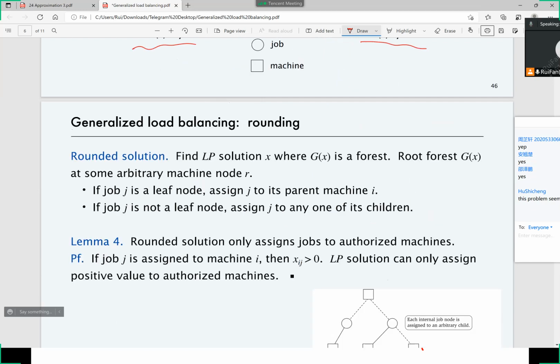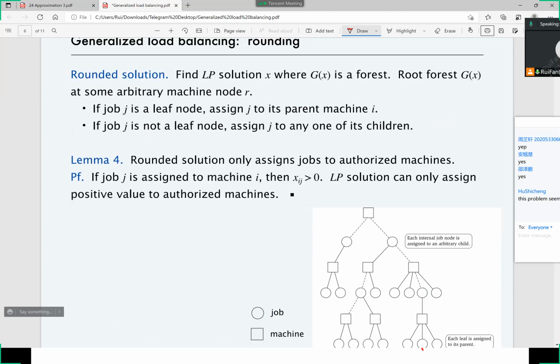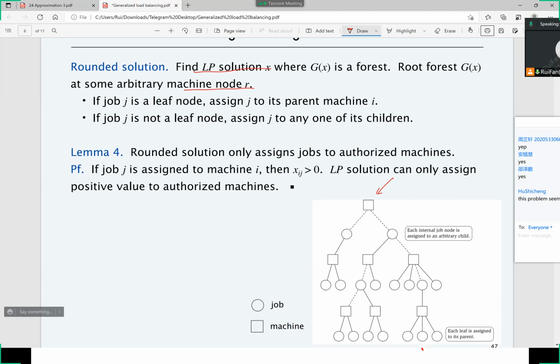Once we have this tree structure for the solution, this is how we're going to convert an LP solution into the integer solution. What we're going to do is take our tree and root it at some arbitrary machine node R, like over here. We're going to root it at this machine node, this square. Now we're going to start assigning these jobs to the machines. If you have a job which is a leaf node, for example these things on the bottom, then this job only has a single, unique parent, and so you simply assign this job to its parent.